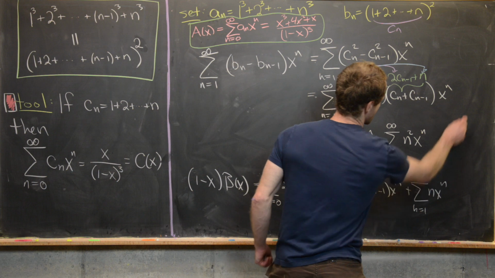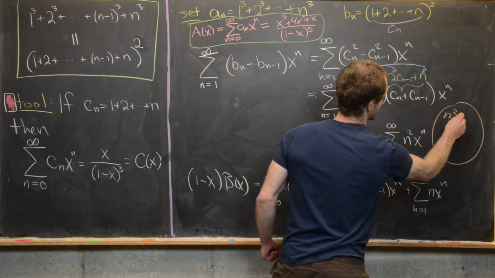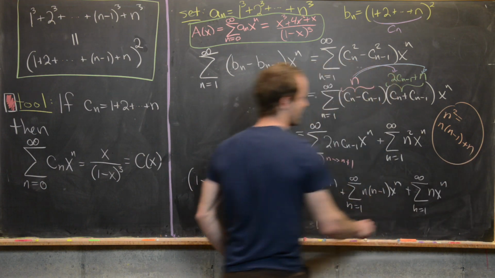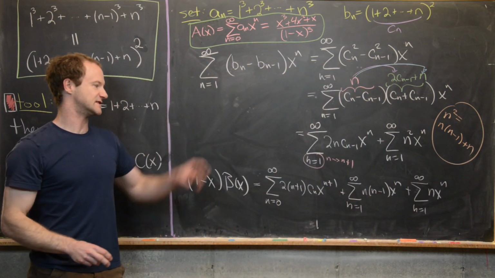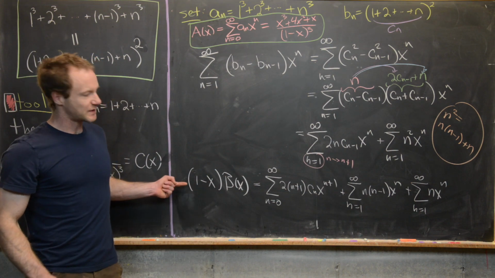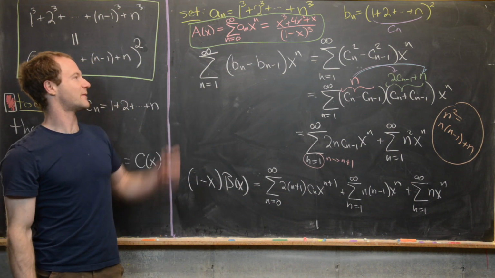And notice, let's go ahead and point out this is because n squared is the same thing as n times n minus 1 plus n. In other words, we've rewritten n squared in this basis of falling powers. Okay, so I think that's a good place to stop this board. I'll bring this up and then we'll continue.